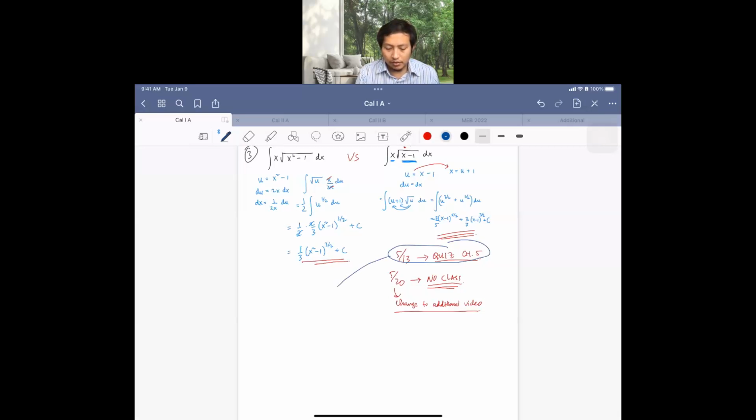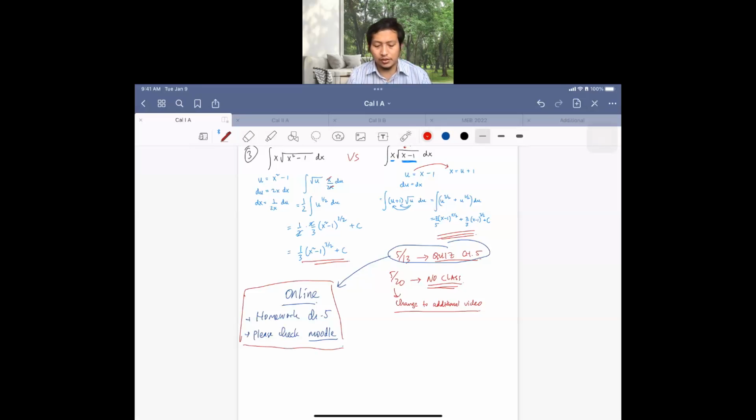So I will prepare it online. You just need to click. It's supposed to be like a homework for chapter 5. It will include all of chapter 5 from the beginning: definite integral, fundamental theorem of calculus, substitution rule. I will announce in Moodle, so please check Moodle. You can check from next Tuesday; I will post after our class on Tuesday regarding the online quizzes.